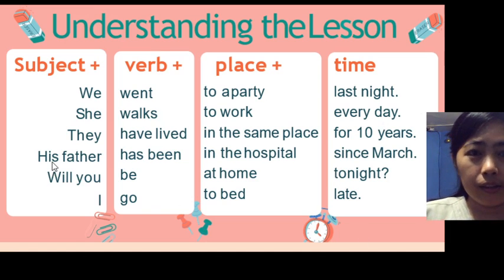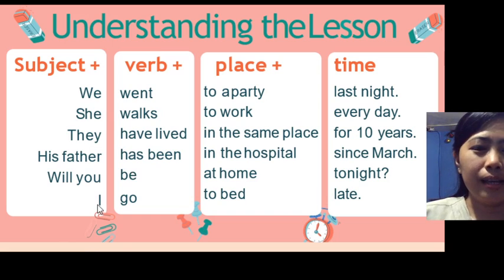Okay, so here another. His father has been in the hospital since March. His father, subject, has been in the hospital, a place, since March, time. So you don't say his father has been since March in the hospital. You mention the place first before the time. Next. Will you be at home tonight? Will you, subject, be, verb, at home, place, tonight.